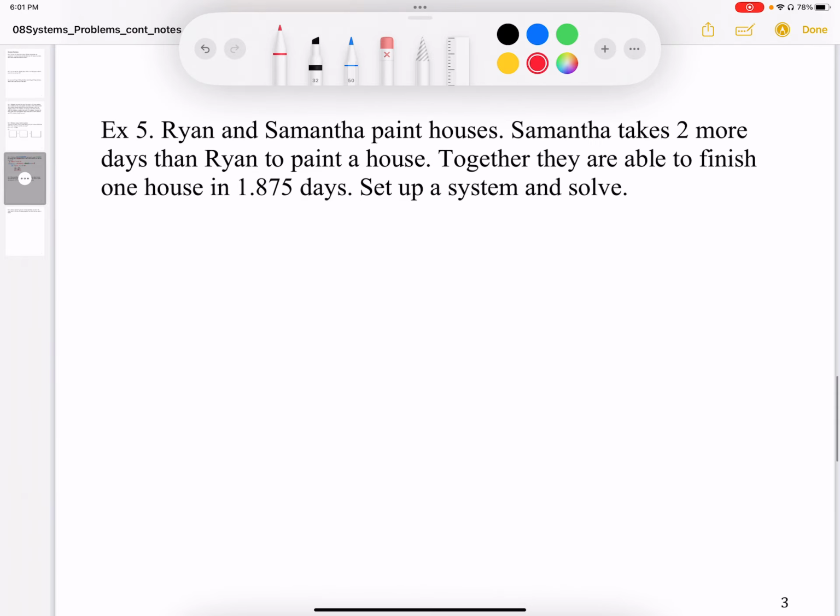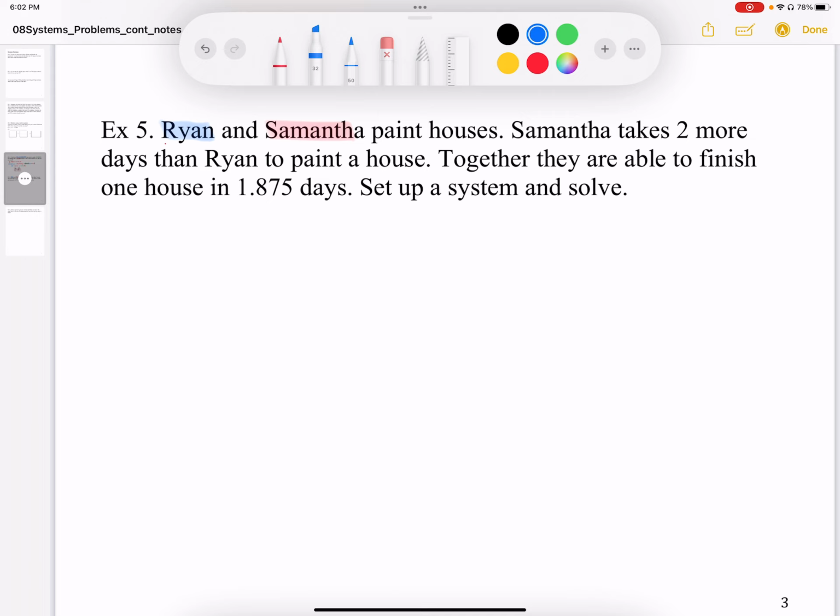In example 5, in the end, we're going to end up with a quadratic equation, which we really haven't had a lot of experience solving, but I'll show you how to solve it. The main thing is to be able to set up the problem. So we have Ryan and Samantha. So I'm just going to color code this here, Ryan and Samantha. And they paint houses. Samantha works a little bit slower, so it takes her 2 more days to paint a house. Together, they're able to finish one house in 1.875 days.